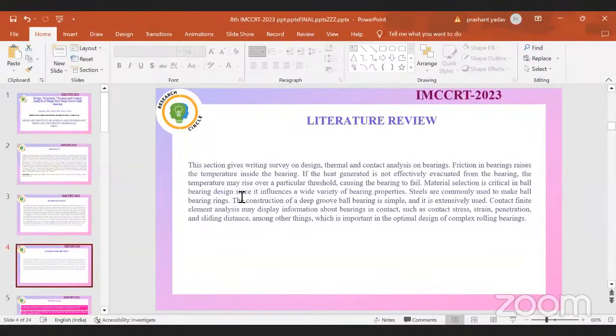And this is our literature review. Heat generated by friction in the bearing races is not effectively evaluated. Material selection is critical in ball bearing design, since it influences a wide variety of bearing properties. Steel is one of the most commonly used materials for ball bearing rings. The construction of the deep groove ball bearing is very simple and extensively used. Sir, contact finite element analysis may display information about the bearing in contact, such as contact stresses, strain, penetration and sliding distance, among other things, which is most important in the optimal design of complex rolling bearings.